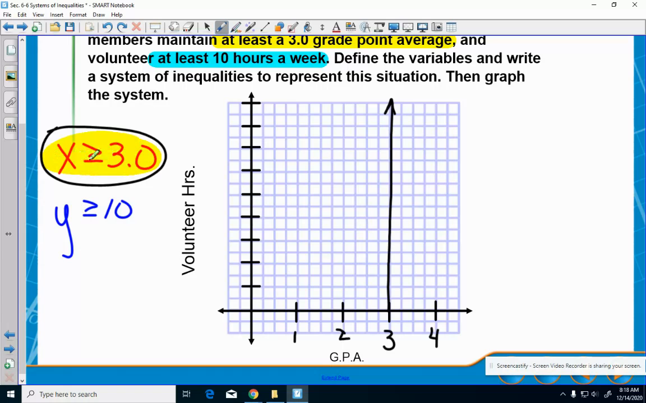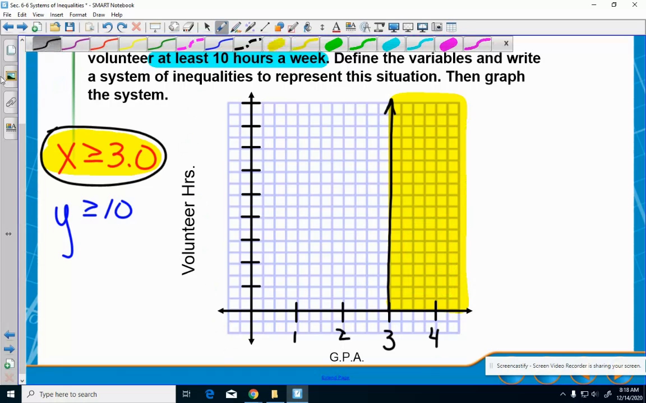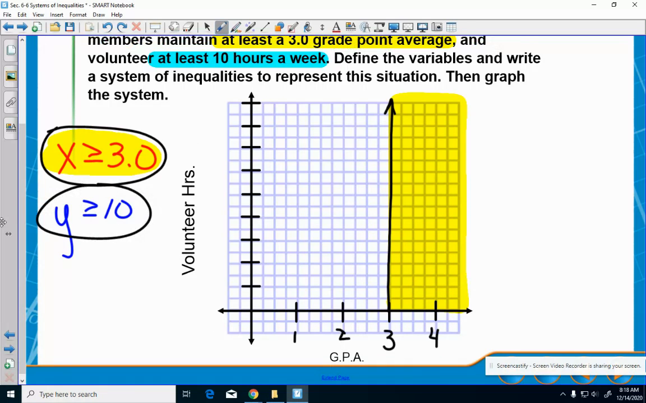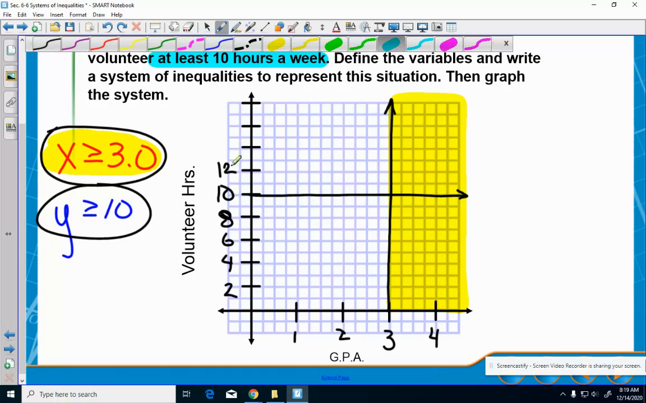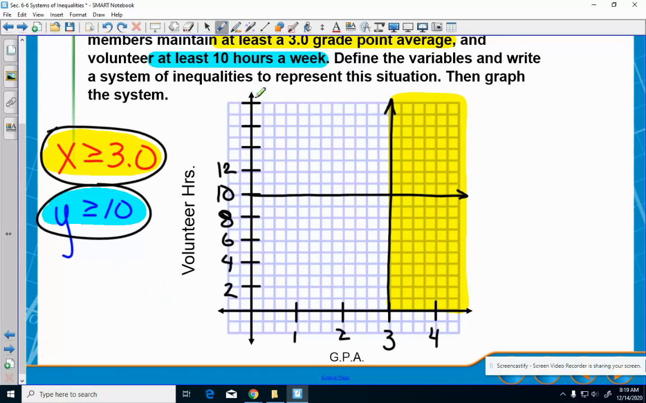We want things to be greater than or equal to 3, so that's going to be anything in this direction. So we'll color that one in yellow. Secondly, on our y-axis, we must volunteer at least 10 hours. So if we count all these by 2's, again, there's only a y variable, no x, so that's going to be a horizontal line going like that. And we want to be greater than or equal to 10, so that's going to be anything that's up here. All right, so we get something that looks like this.